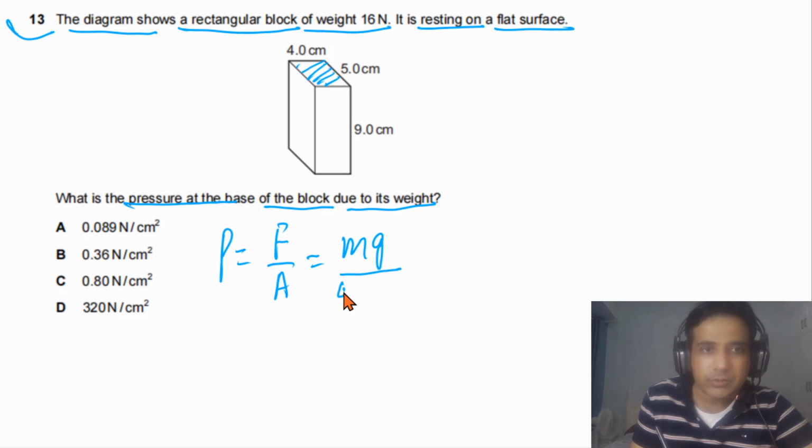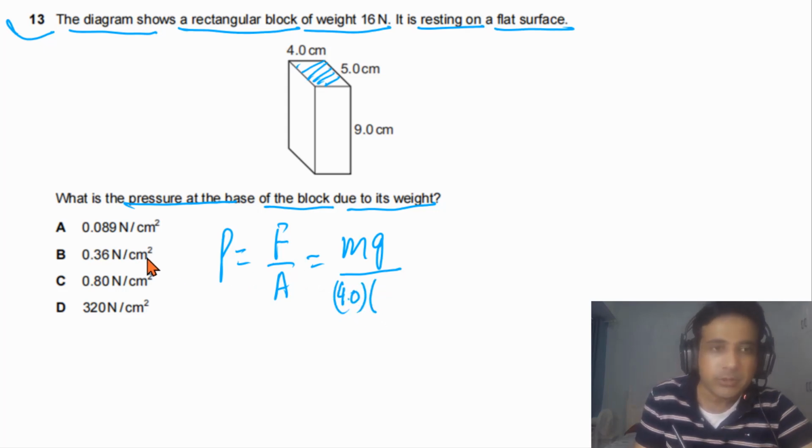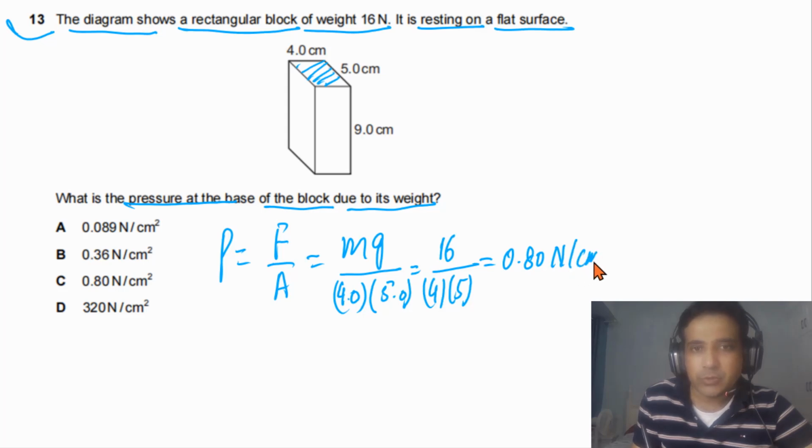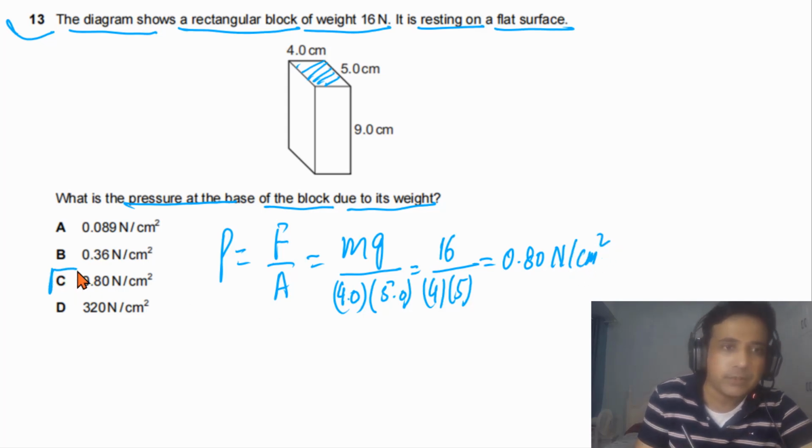So this is 4.0 centimeters, so we have to use the unit centimeters because in the given answers we have centimeter square, multiplied by 5.0 centimeters. Weight of the block is already given to us, that is equal to 16 newtons, so we simply have to divide by 4 times 5. So the answer for this question will be 0.8 newtons per centimeter square. So the answer is C.